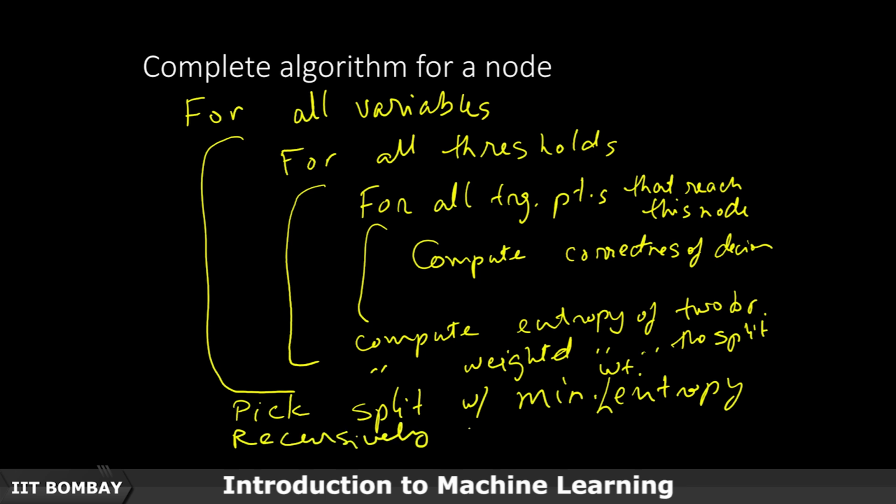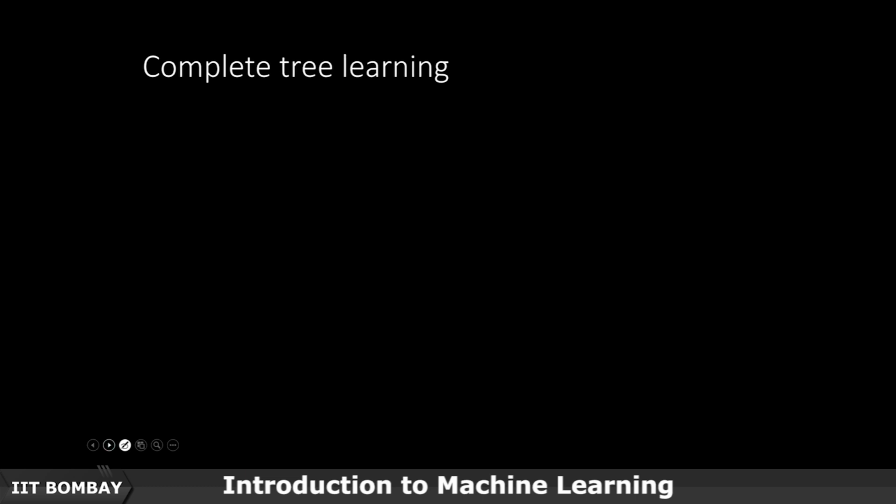Recursively split the two children nodes. And there is a termination condition: we do not recursively split if we have already reached a desired level of purity. Okay, so that is our complete tree algorithm.